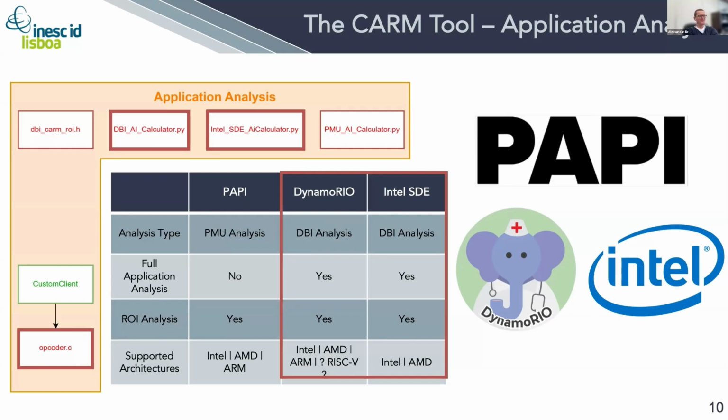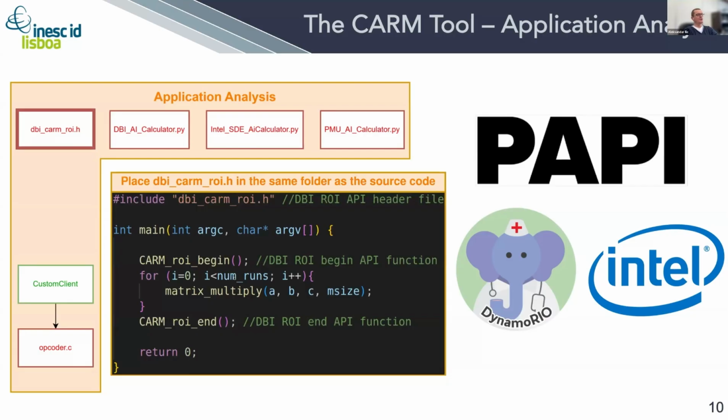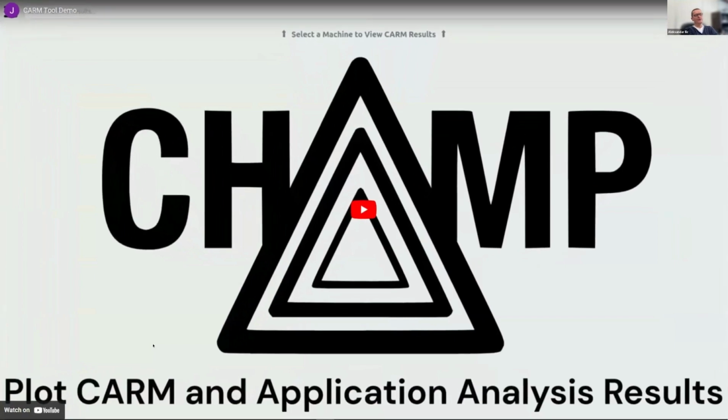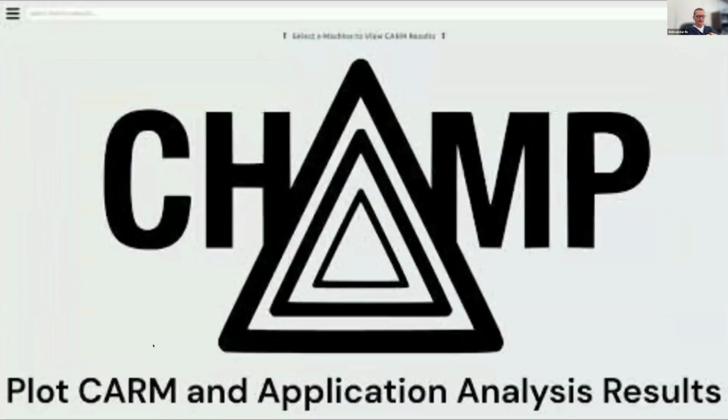Although RISC-V support in DynamoRIO was still experimental when we were plotting it. We also provide our own in-house determination of the regions of interest, which interface after the DBI tools, for which you just need to include a header file and then put around your loops the region of interest begin and region of interest end for our CARM analysis. Having said that, now we have a demo showing how the tool actually works in practice.